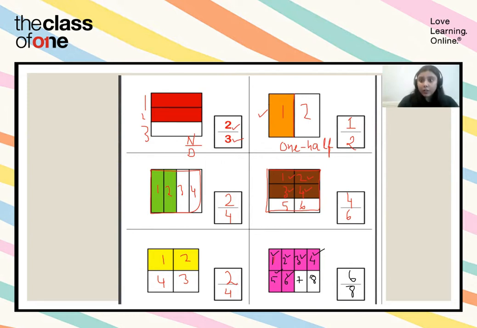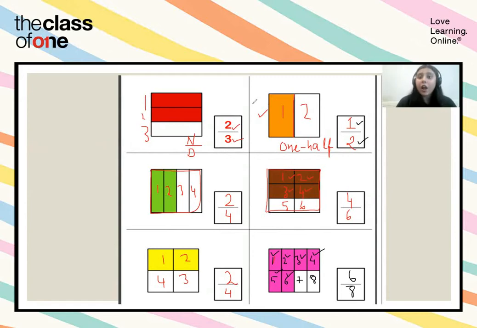So did you observe what we are doing in this activity? In this activity, a whole figure was divided into some equal parts, and out of those equal parts, some parts were shaded in different colors. And we had to write the fraction for the shaded or colored part. So in each question, we first wrote the total number of parts, that is the denominator, and the numerator was the colored part. That is how a fraction is represented.